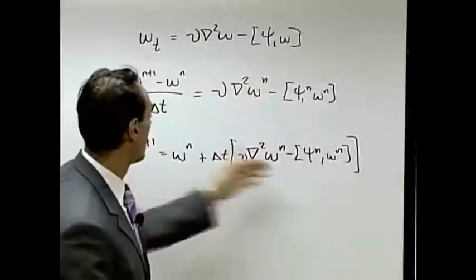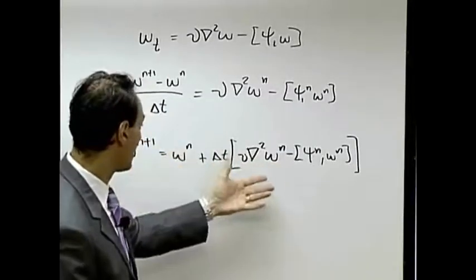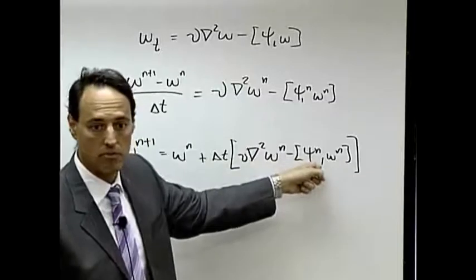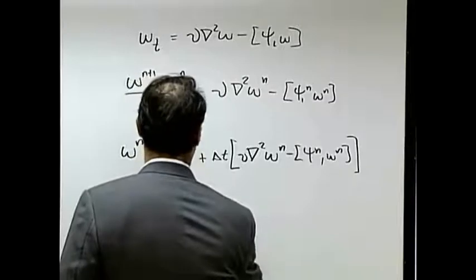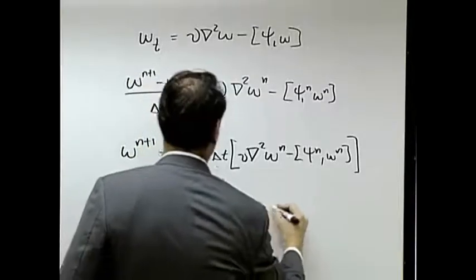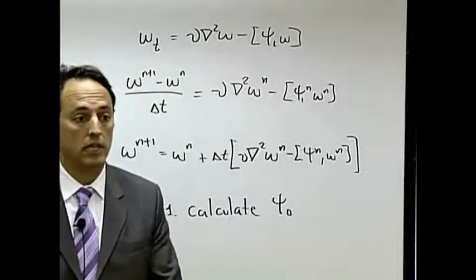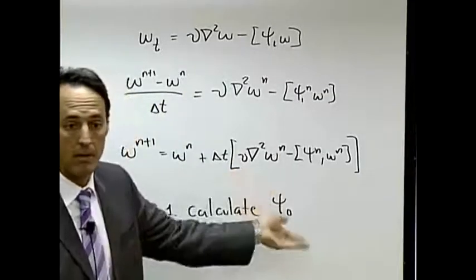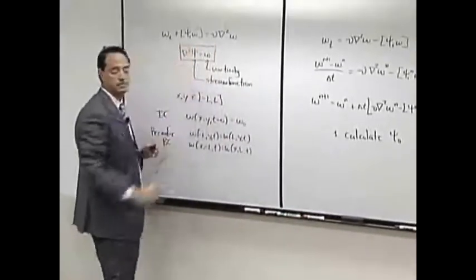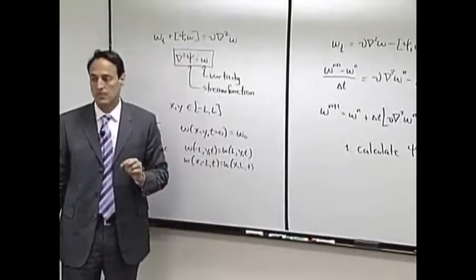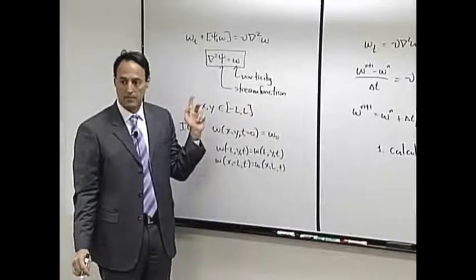In order to do this, I specify an initial omega. The only thing I don't know here is my initial stream function. So your algorithm first has to calculate psi of 0. You're given omega 0. Calculate the stream function from that. How do I get that? Well, here's the equation. That will be the slowest part of your code. We'll spend a lot of time talking about what that is.